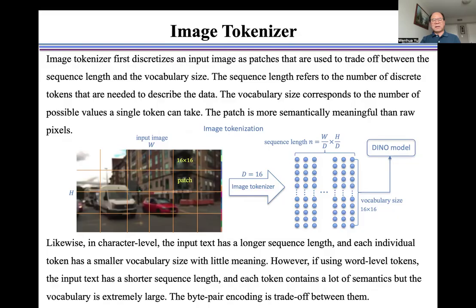Likewise, at the character level, the input text has a longer sequence length, and each individual token has a smaller vocabulary size with little meaning. However, if using word-level tokens, the input text has a shorter sequence length, and each token contains a lot of semantics, but the vocabulary size is extremely large. Byte pair encoding is a trade-off between them.